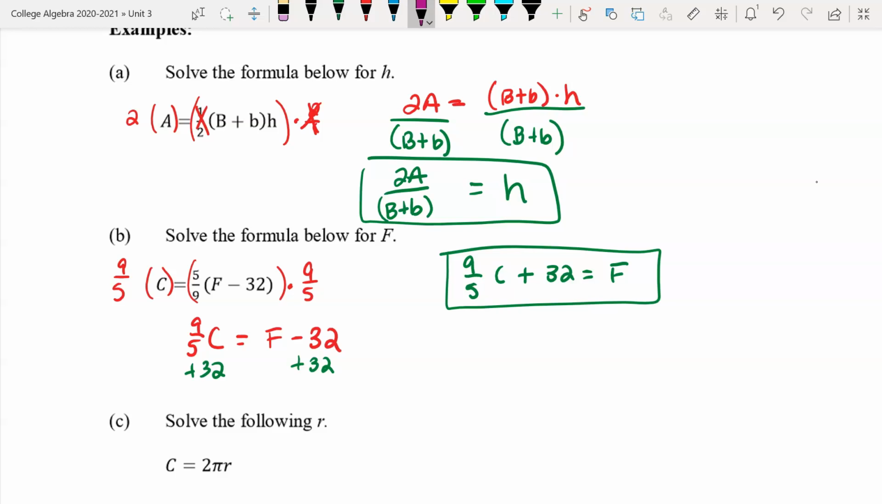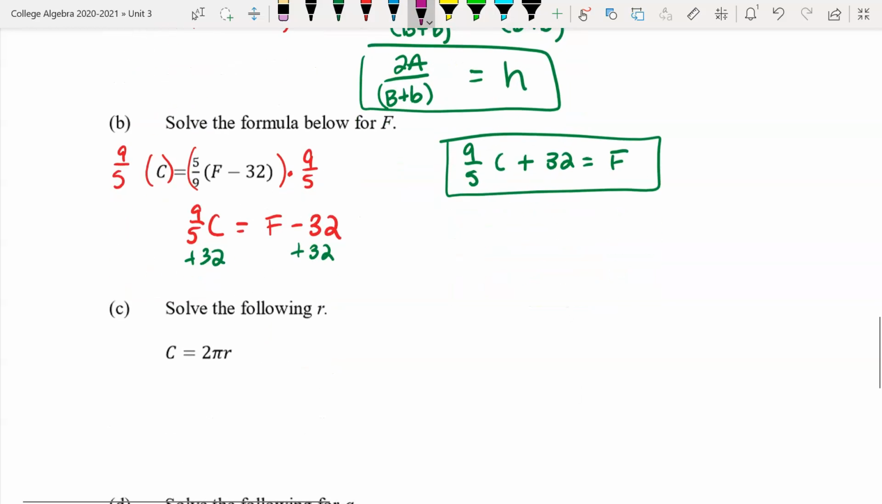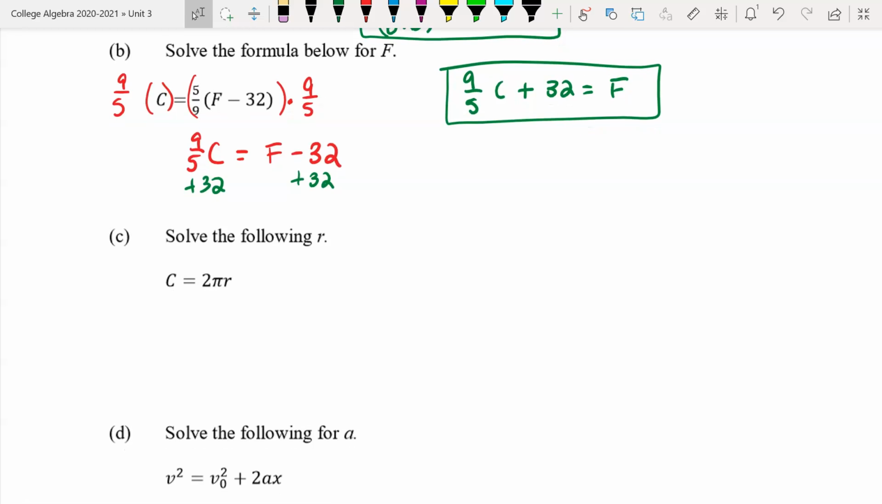All right. C is pretty easy. I kind of encourage you to pause it and try it on your own. It says solve the following for r. So c equals 2 pi r. Well, think about what they're doing there with the 2, the pi, and the r. Well, they're multiplying. So the opposite of multiplying would be to divide. So I'm going to divide both sides by 2 pi. You're going to get c over 2 pi equals r.